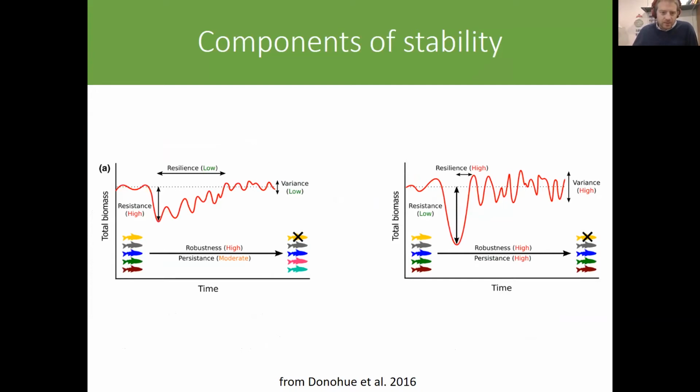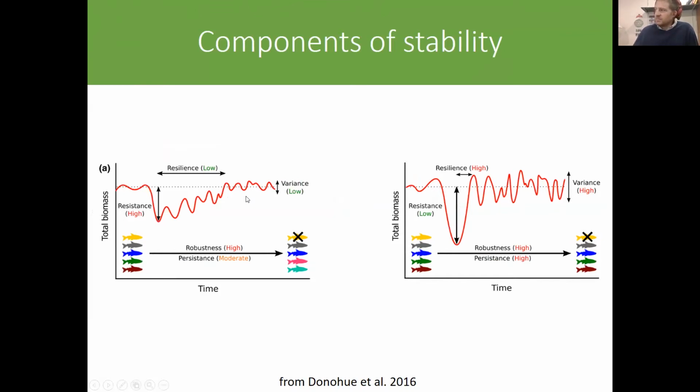And so here I have some figures from Donohue et al. in Ecology Letters, where they described the components of stability really well. And so if we think about total biomass at a site and how it fluctuates through time, we can think of first just how variable that is, kind of the background variability, and that's the variance. We can measure that by taking the variance through time or coefficient of variation, something like that.